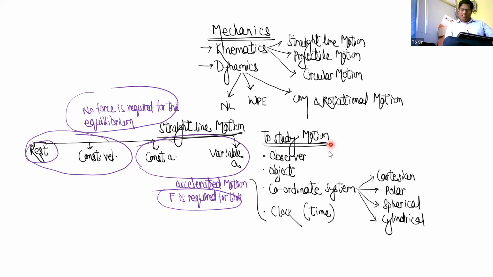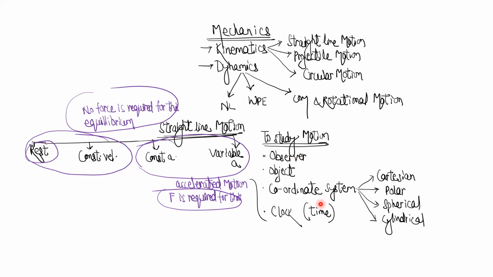Yesterday I started with how to study motion. I am just revising because maybe two or three of you are present for the first time. To study motion, we require an observer, an object, a coordinate system, and a clock. The coordinate system, clock, and observer taken together are called a frame of reference.